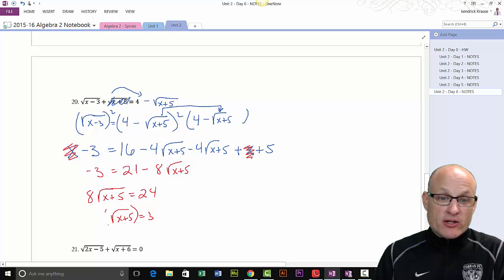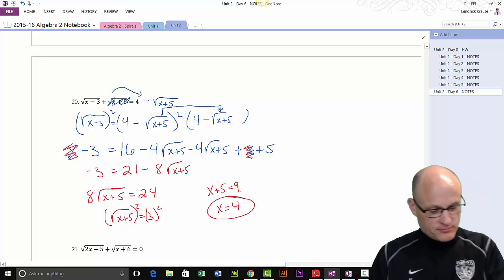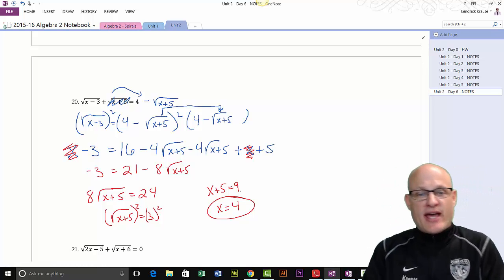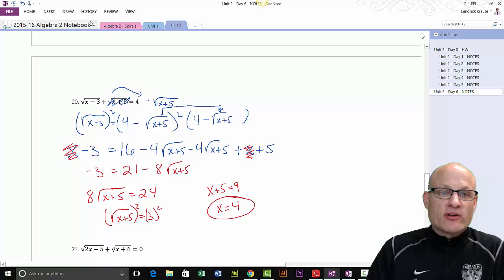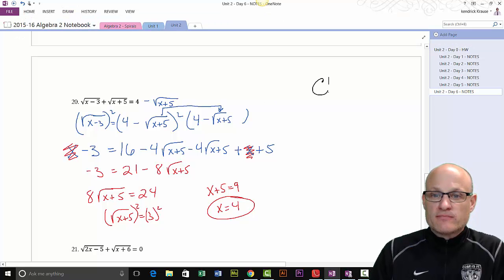Get rid of, undo the radical by squaring both sides. Square both sides. I get x plus 5 equals 9 or x equals 4. Did I get that right? Yay! And this check is actually rather simple. I don't necessarily need my calculator because it's not some crazy answer like I got before. So let me check it using this. So check.